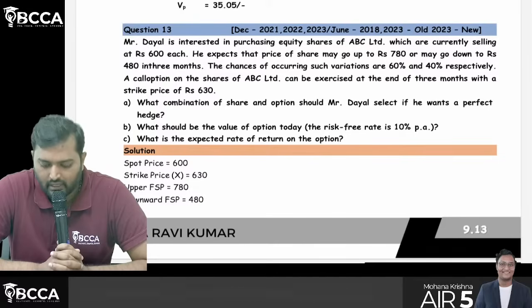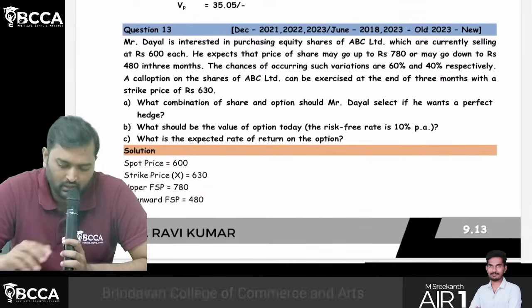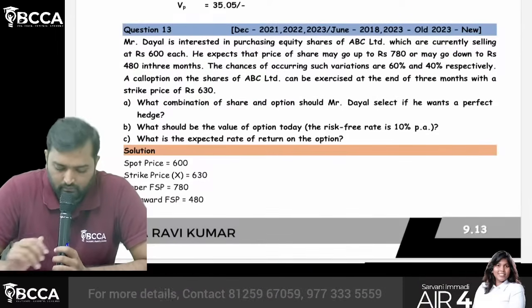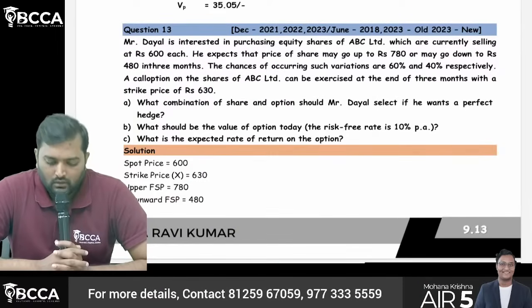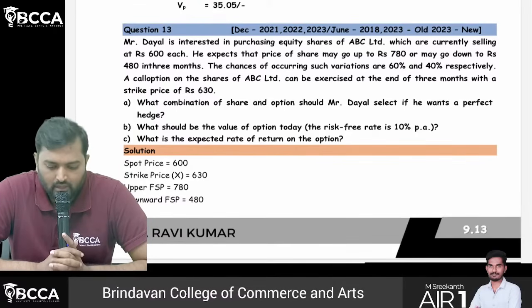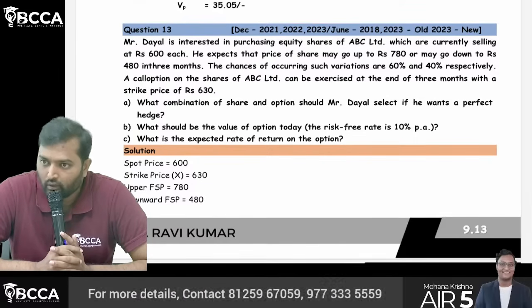The risk-free rate is 10% per annum. What is the expected rate of return on the option? So what is the spot price as on today? 600. He expects that the price may go up to 780 or decrease to 480.